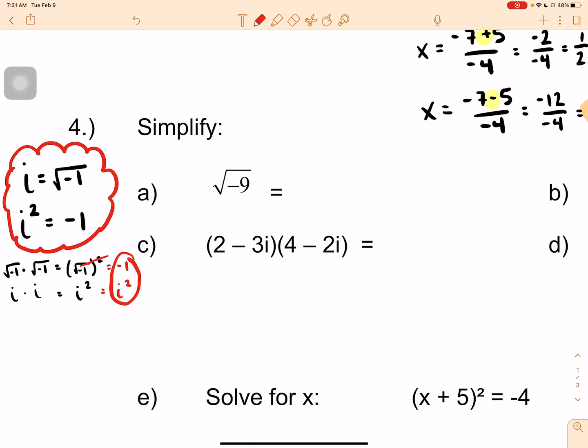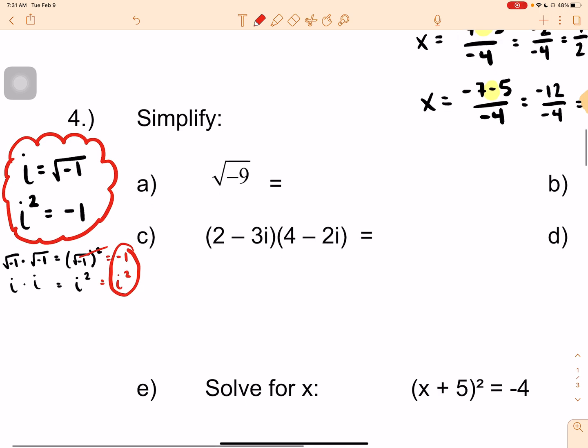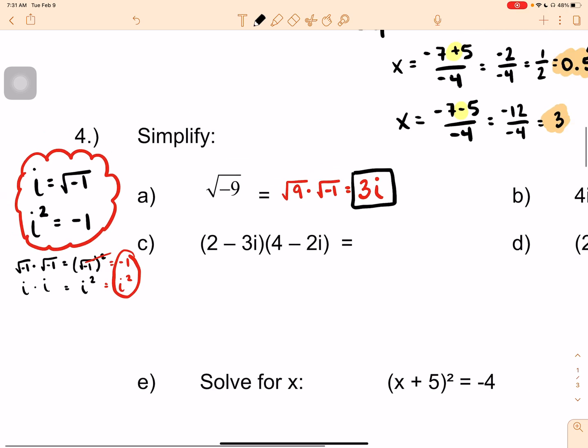So for the square root of negative 9, you want to split up that negative 9 into the square root of 9 times the square root of negative 1. Because we have to pull out that factor of negative 1, because we know that equals I, so we can eventually replace that. So the square root of 9 is 3, and the square root of negative 1 is I. So the square root of negative 9 is 3I.